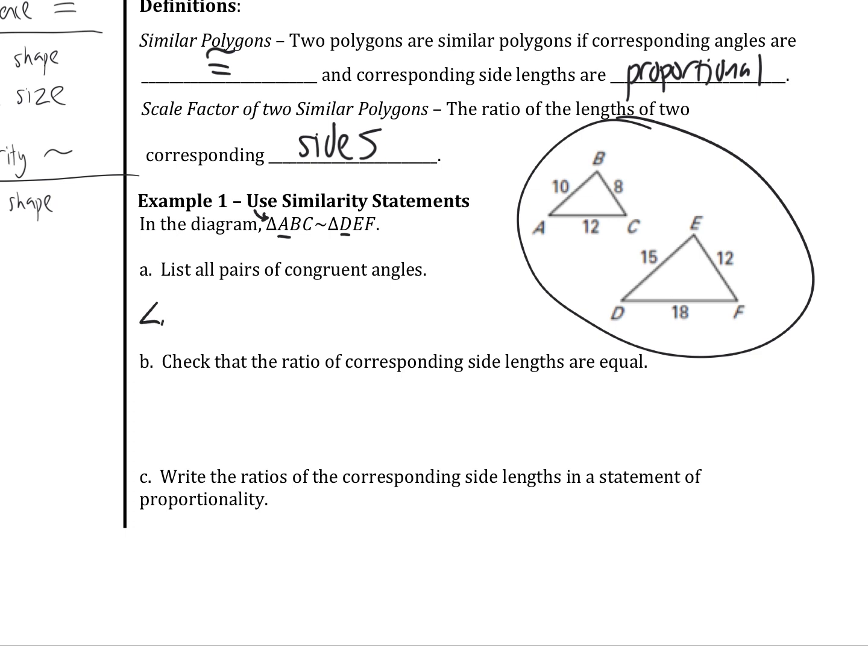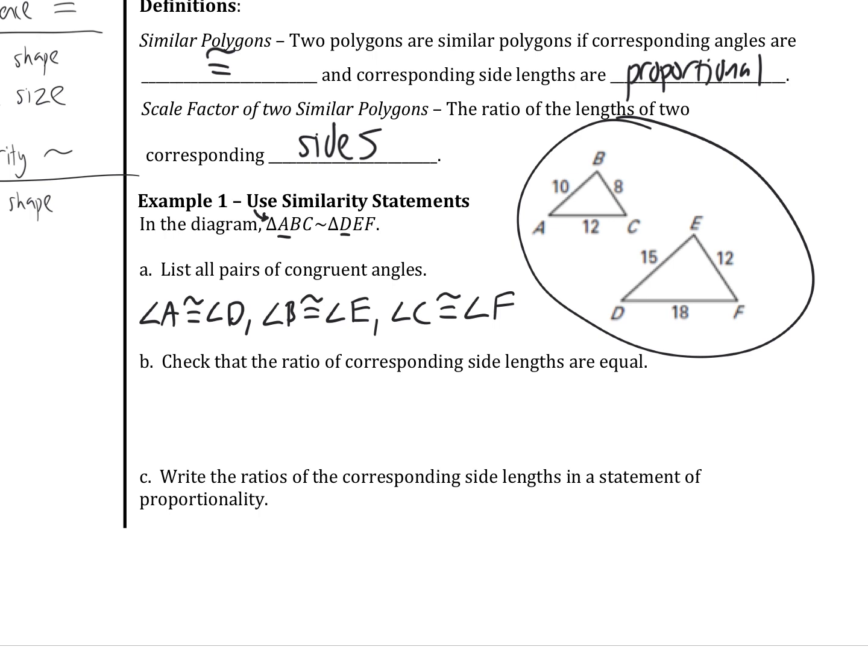So I want you to write, angle A is congruent to angle D. Why don't you see if you can figure out the rest of the congruent angles? Go ahead and pause the video. Okay, the next one would be angle B. Angle B is congruent to angle E. And the last one is angle C is congruent to angle F.